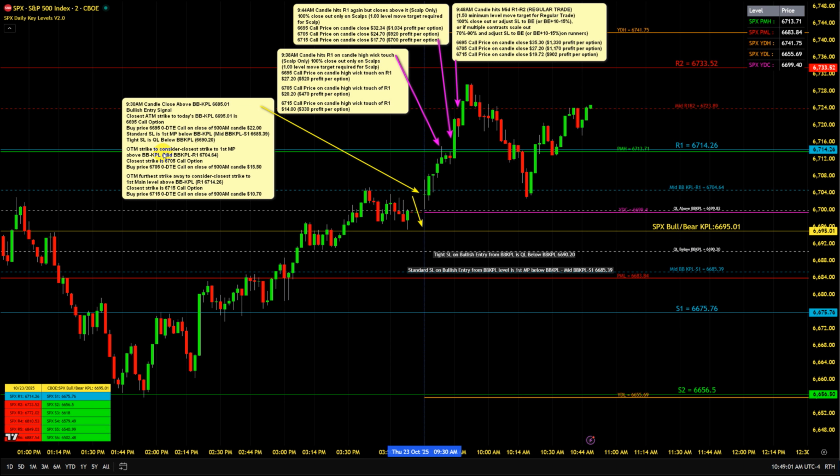The first out of the money strike that we could consider, again, was the 67.05 based on this first midpoint above. So that is the 67.05 call option. The buy price on the close of this candle for that call option was $15.50. The furthest out of the money strike that you could have considered based on this level being the trade is going to be the 67.1426 level here. So that was the 67.15 call option. The buy price on that option at the close of this candle was $10.70.